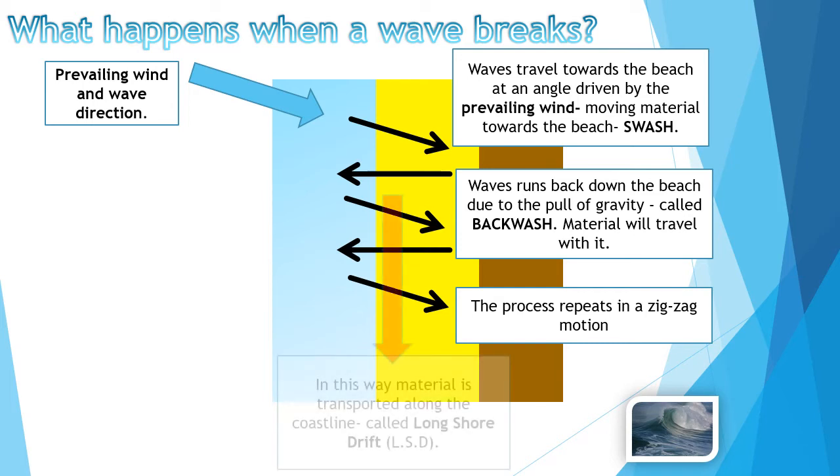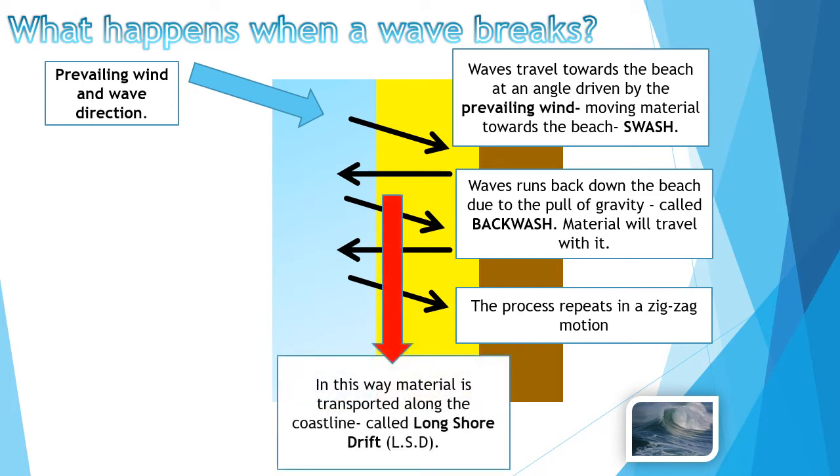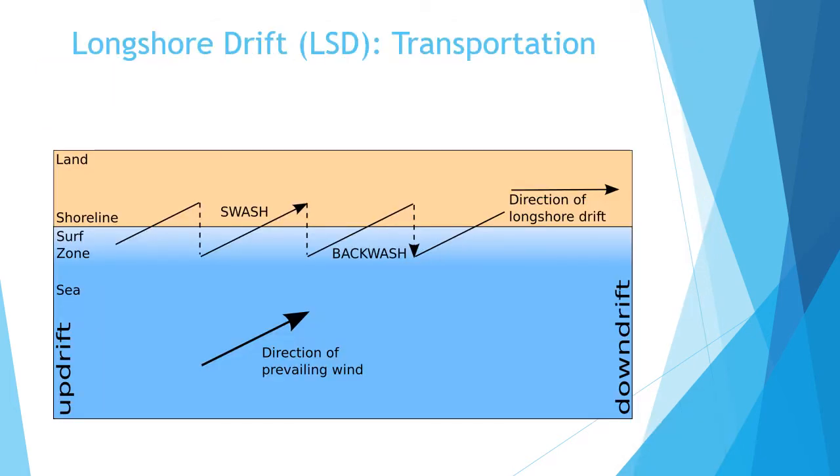Over a period of time, then, if you think about a particular pebble on this beach, it will move along the beach. And this is a process that we call longshore drift. Here's another diagram which shows that in a slightly more simplistic way. You can see the direction of the prevailing wind and therefore the waves at an angle to the beach, and you can see alternating swash and backwash carrying material along the beach by longshore drift.